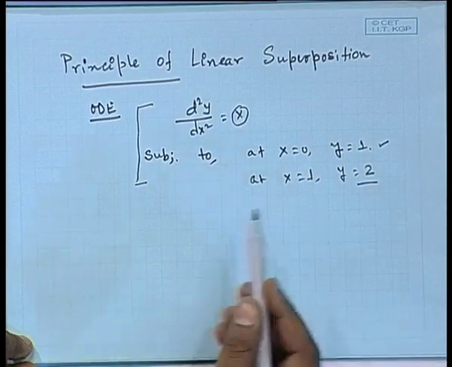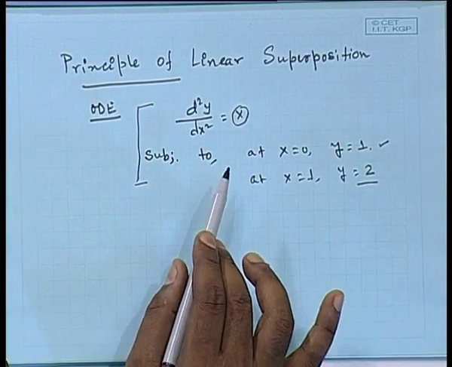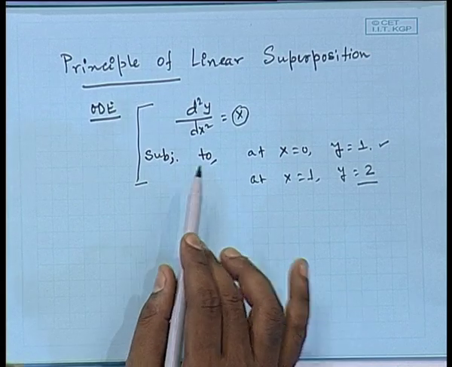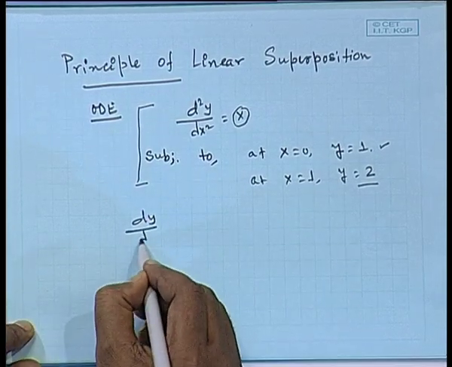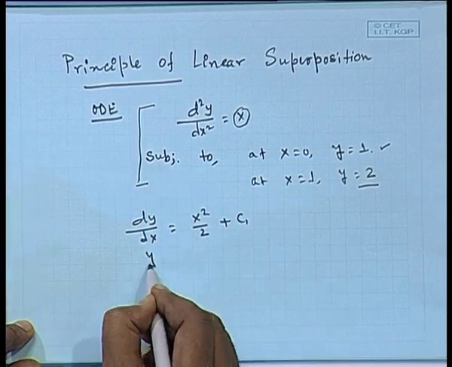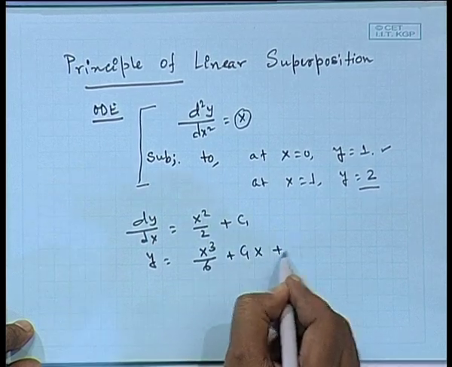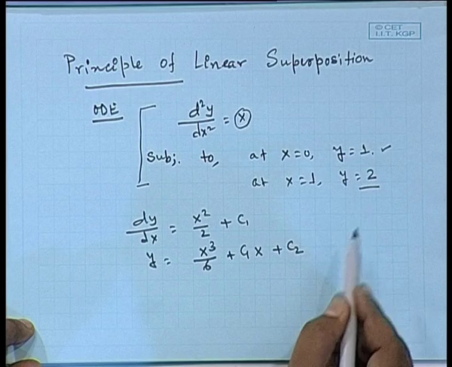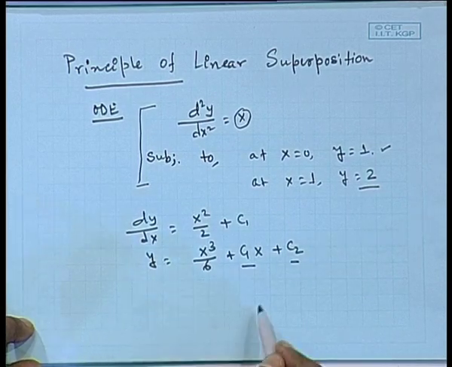Okay. So, for this particular problem, the solution is not very difficult, the solution is straightforward, right. What will be the solution? dy dx will be nothing but x square by 2 plus c1, y is equal to x cube by 6 plus c1x plus c2. We can put these boundary conditions and evaluate c1 and c2. Okay, that I am not doing.